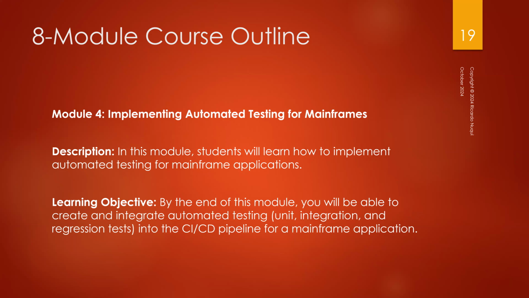Module 4, Implementing Automated Testing for Mainframes. In this module, students will learn how to implement automated testing for unit, integration, and regression for mainframe applications. They will explore tools and strategies to ensure code quality and stability throughout the development cycle. Learning objective: by the end of the module, you will be able to create and integrate automated testing for unit, integration, and regression tests into the CI/CD pipeline for a mainframe application.